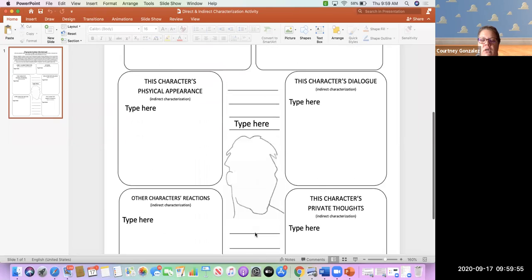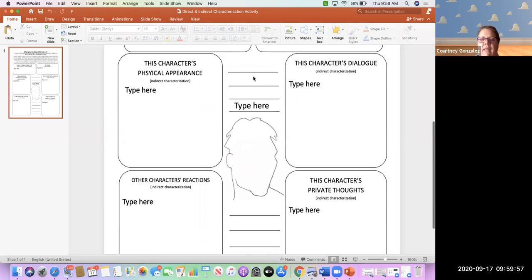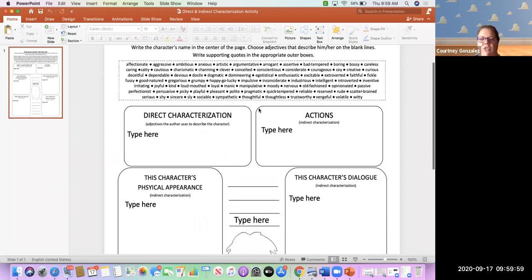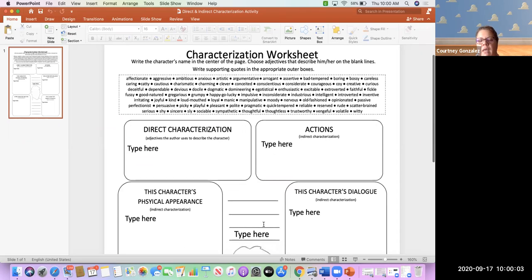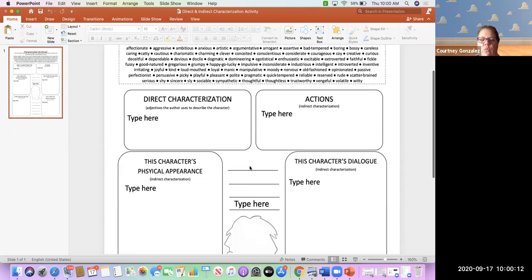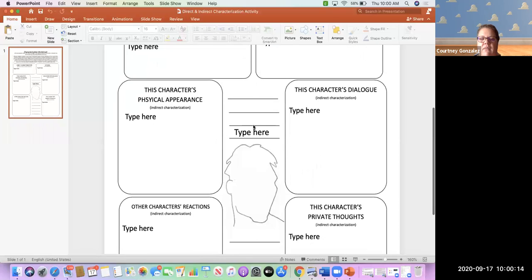In the center, I want you guys to put the name of the person, and then I want you to put some of the characterization traits. So pick some of these in here. Like if you were doing Eric, you would totally put thoughtless, quick-tempered, conceited, devious. Any of those words would work to put in here in the center.